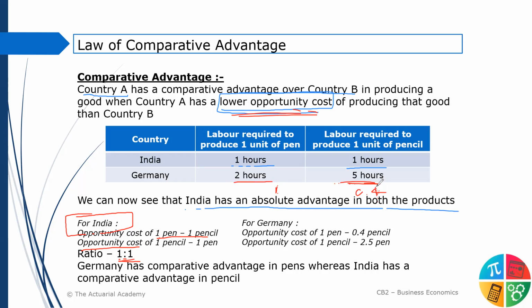In 4 hours, it could have produced 0.8 pencils. And in 5 hours, it could have produced one pencil. Basically, it's just the ratio. So rather than producing one pen, it could have produced 0.4 pencils.